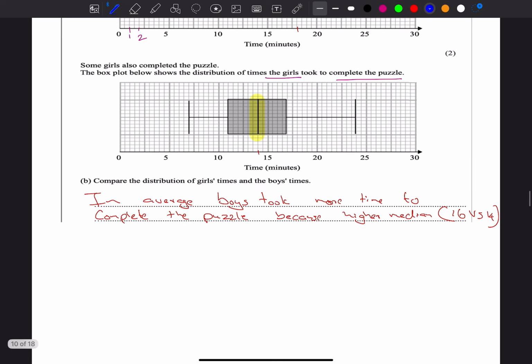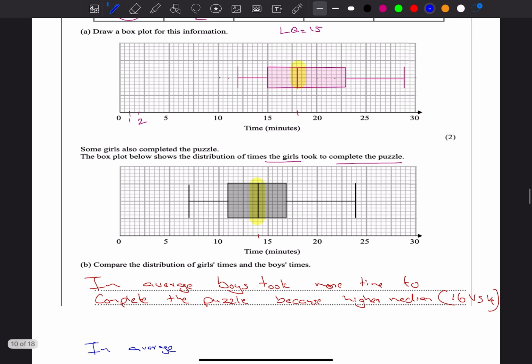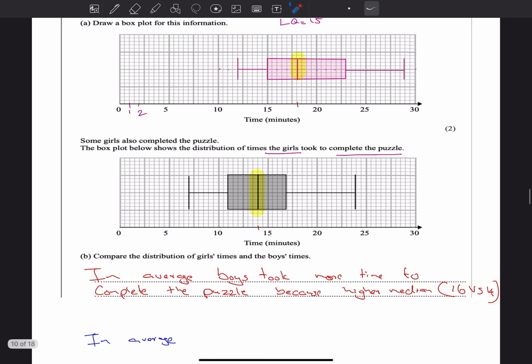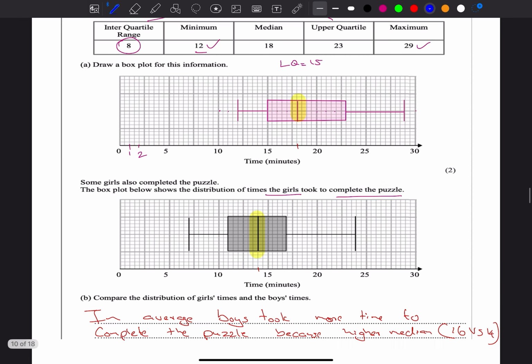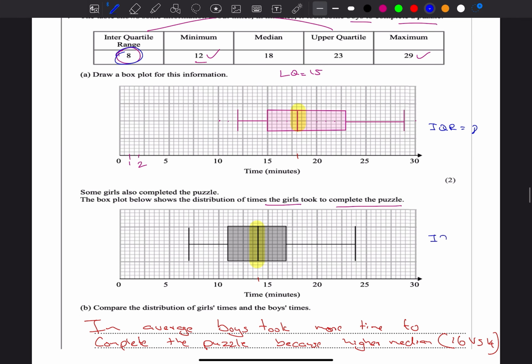Next one. In average, who has a more consistent time taken is the girls, because look at the size of the interquartile range. They've done it for you, but the interquartile range is 8 here. I can do the interquartile range here: upper quartile is 17 minus 11, which is 6. So you always pick the smaller interquartile range. This is 8, that's 6. You pick that one.